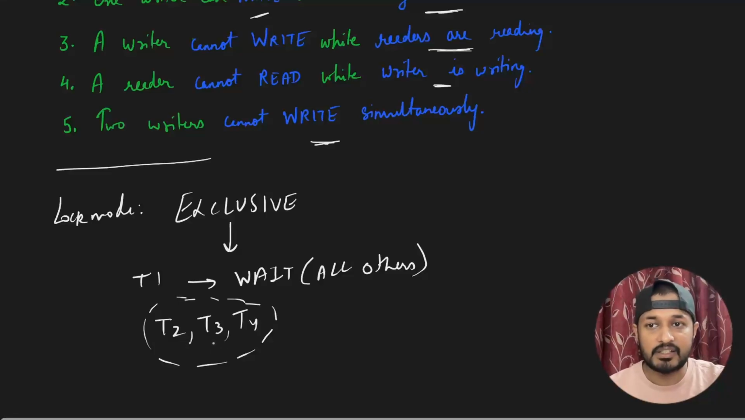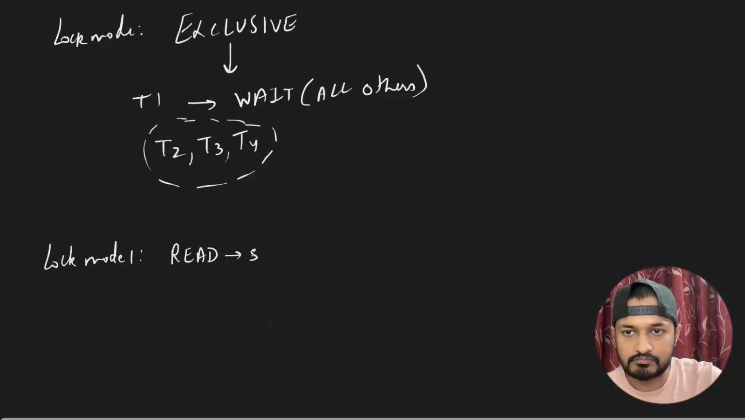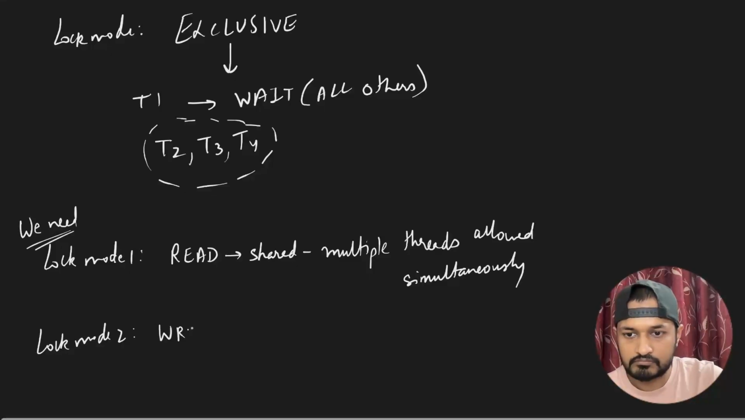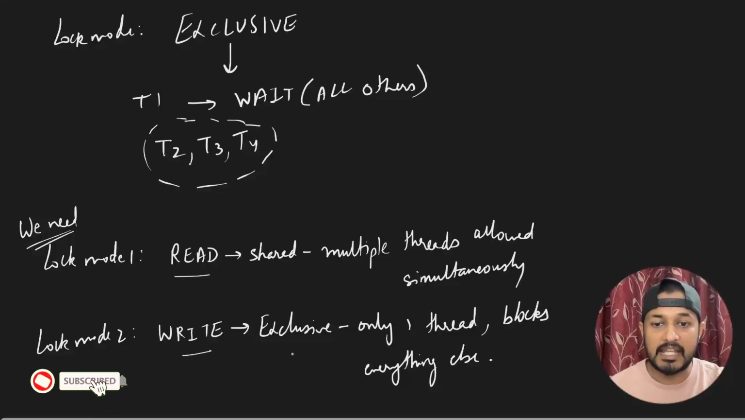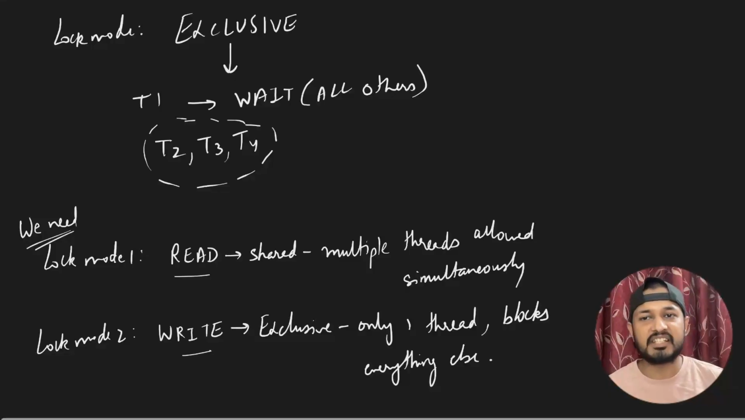What we actually need? We need 2 lock modes. The first one is read. The read lock mode should be shared so that multiple threads are allowed to read simultaneously. But the second lock mode, which is the write mode, should be exclusive. Exclusive in the sense only one thread can write, and all the readers and the writers except the writing thread should be blocked. Correct?